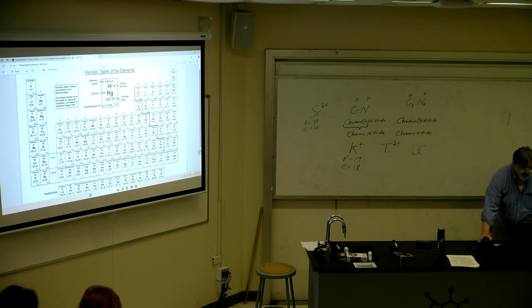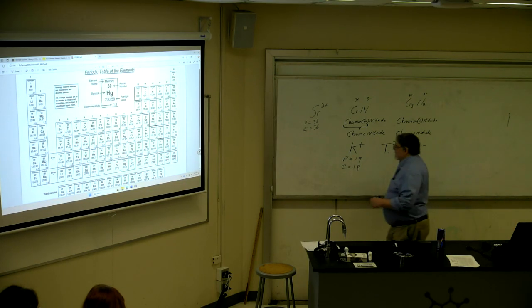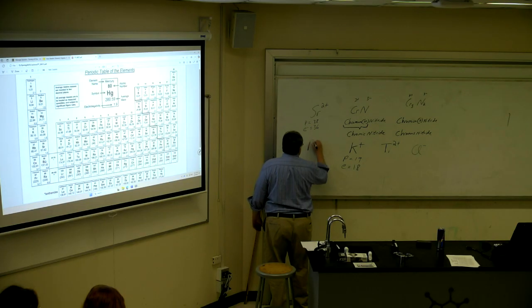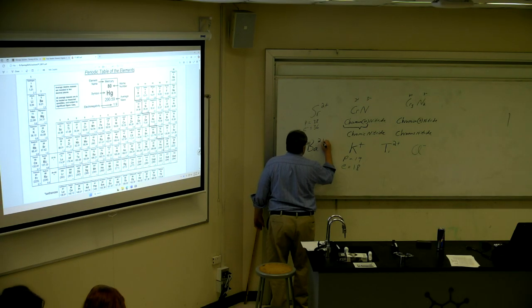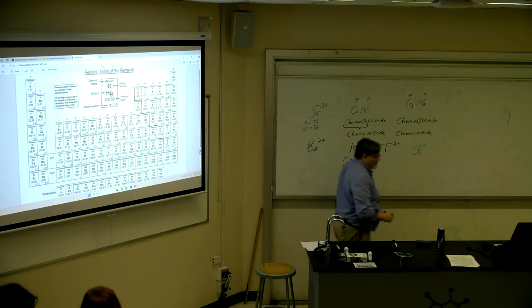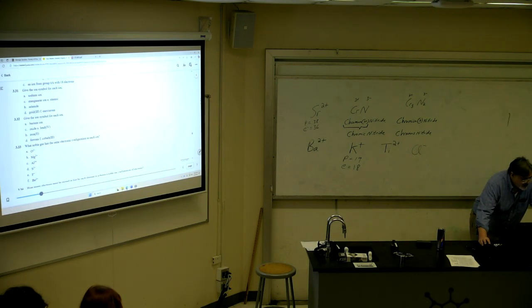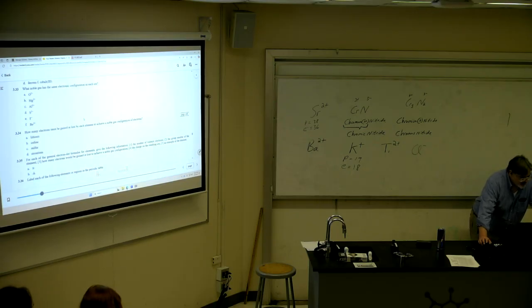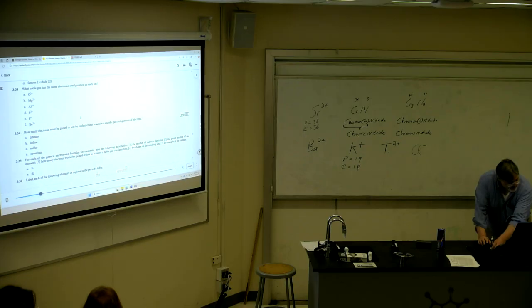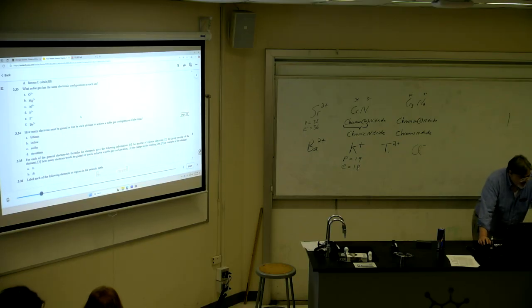The ion symbol for the barium ion, you just go to the periodic table, you find barium, which is here. Looking at the periodic table, you can tell it's going to be 2 plus. That's the ion symbol. Barium ion.